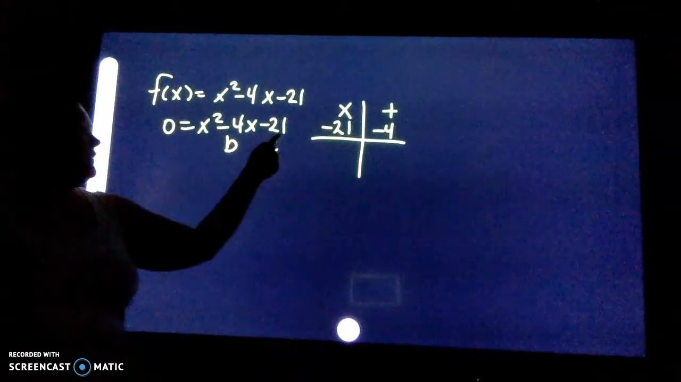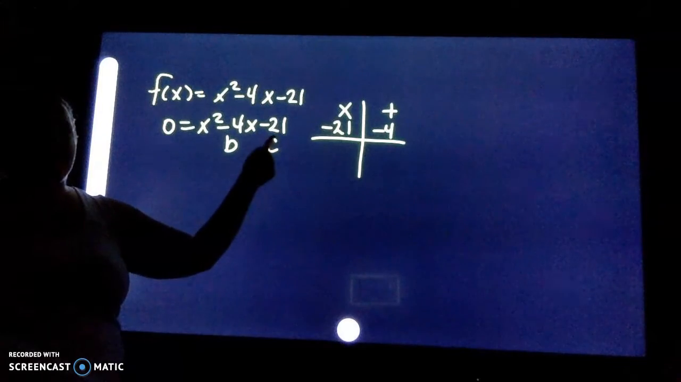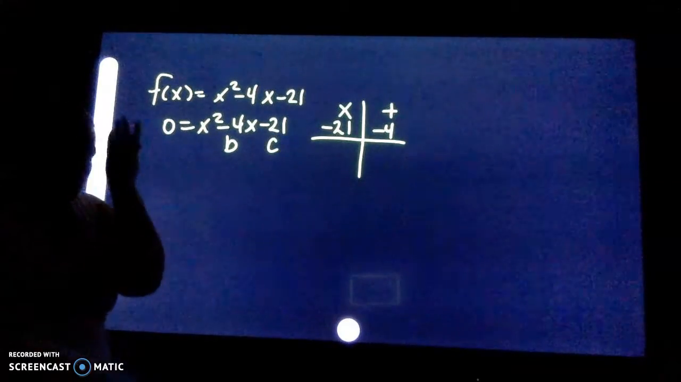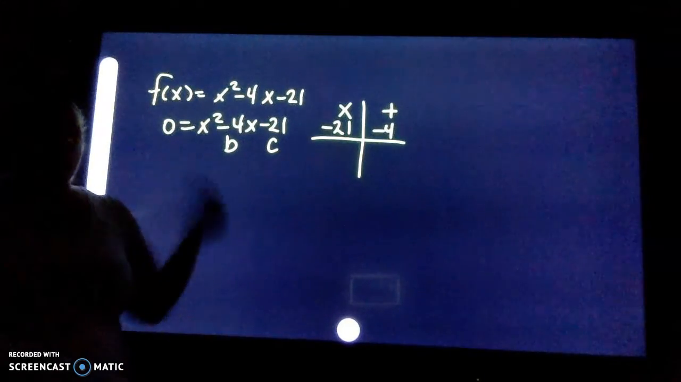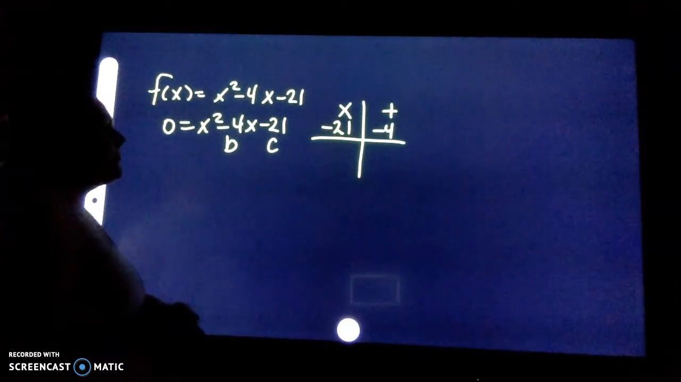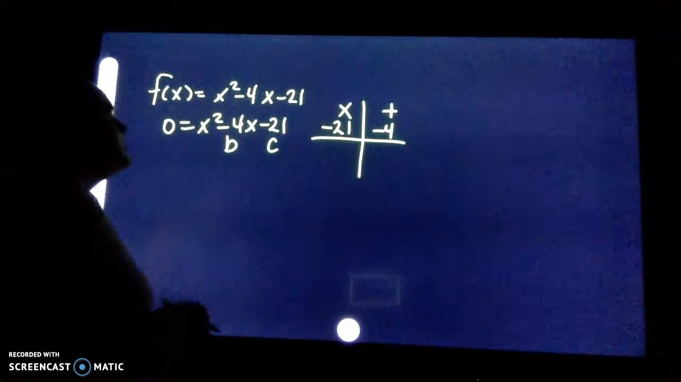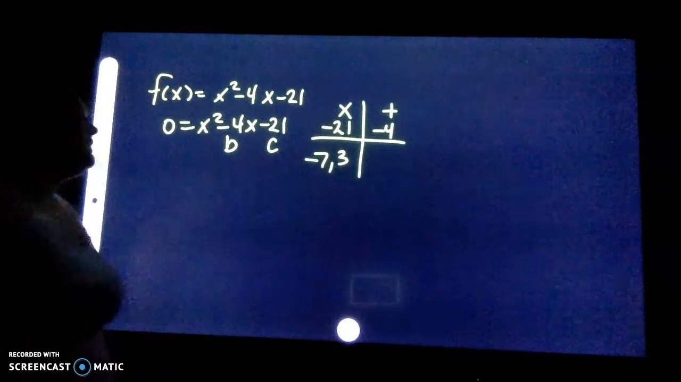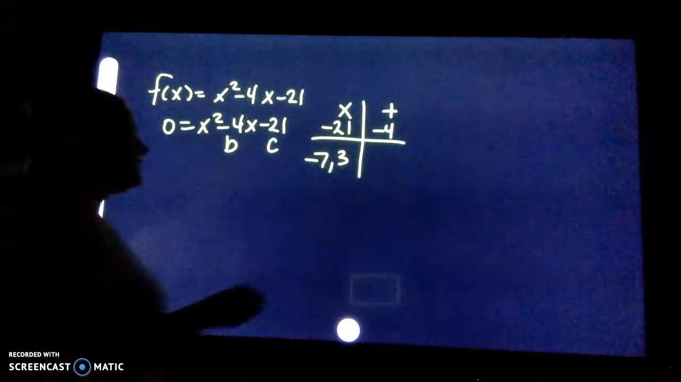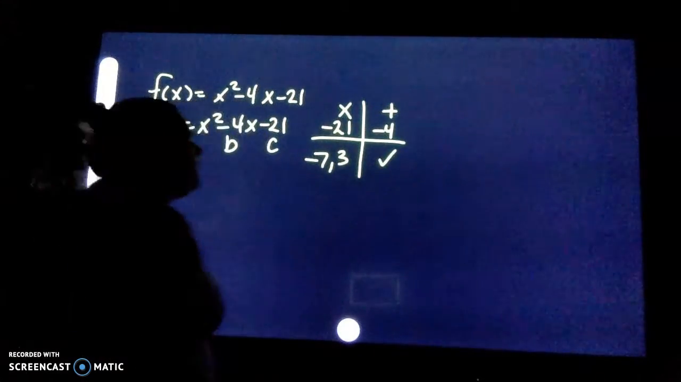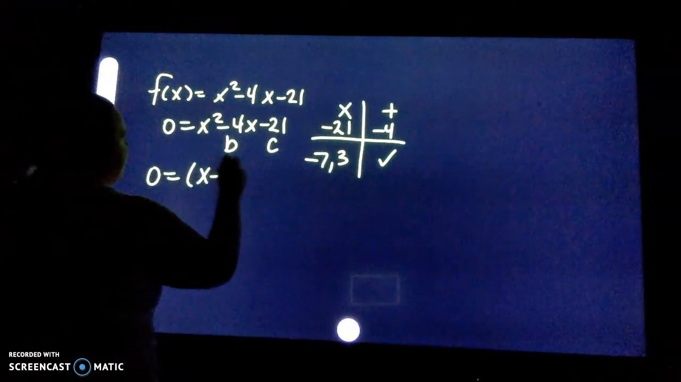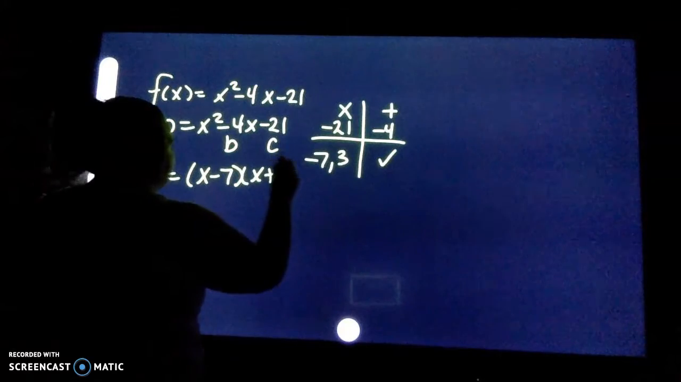Since this is negative, I know one is going to be positive and one is going to be negative. Since my B term is also negative, I know the bigger number will be negative and the smaller number will be positive. So I'm just looking for 2 numbers. What I come up with are -7 and +3. -7 plus 3 is -4, so that checks out. -7 times 3 is -21. So this factors into x minus 7 and x plus 3.